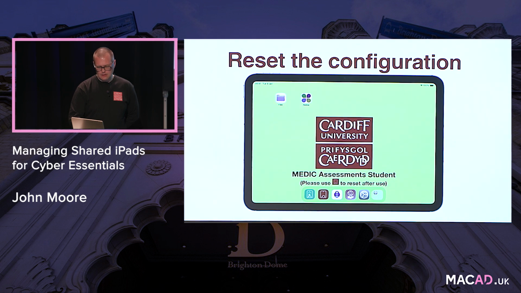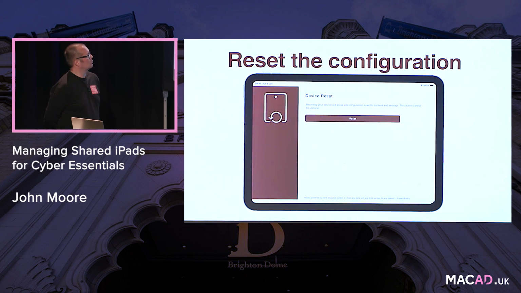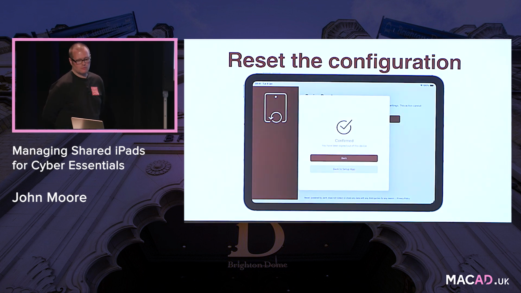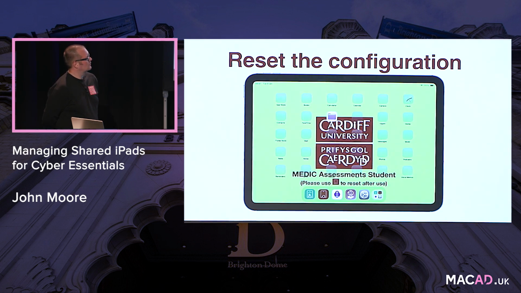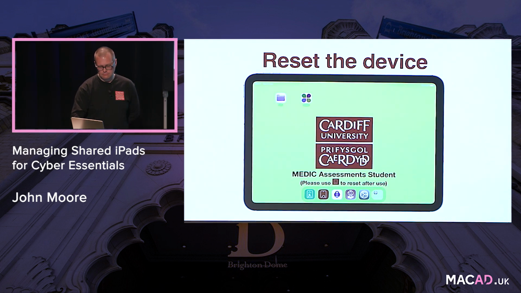And then the other part of it is when they're finished with the configuration, they should go through Jamf's reset application, which will clear the extension attribute and the device record in Jamf, taking it back to baseline state, ready for the next user. So that was reset the configuration.